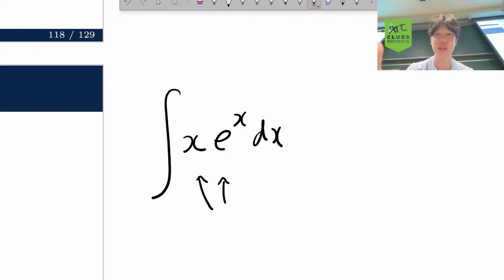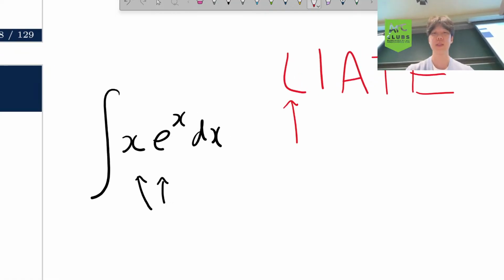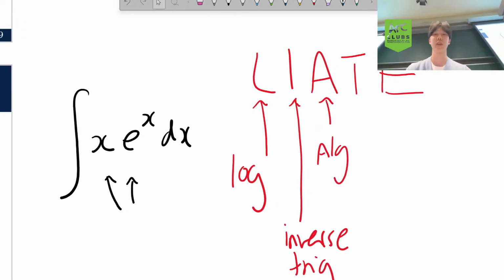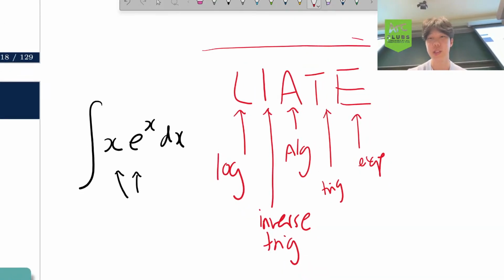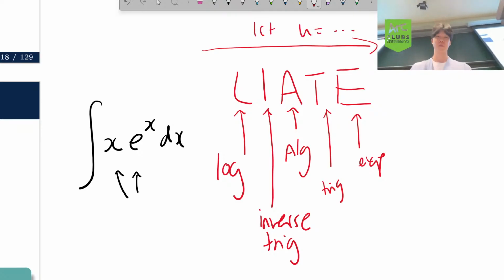There is this acronym called LIATE. What it stands for, this stands for log. This stands for inverse trig. This stands for any algebraic related expression. This stands for trig, and this stands for any exponential. And the priority list goes this way into let u equal something.